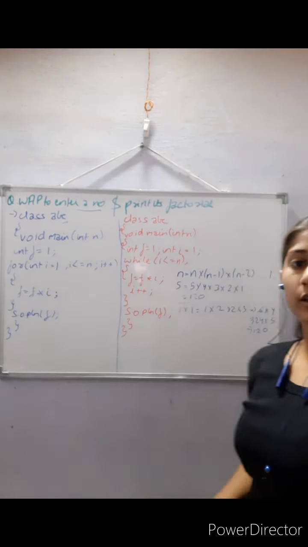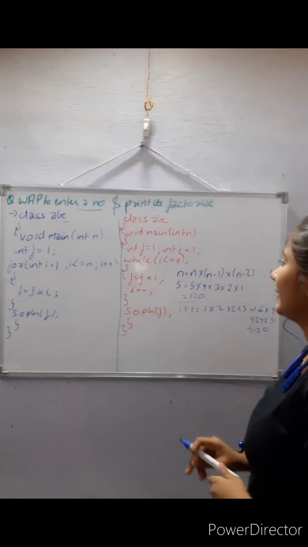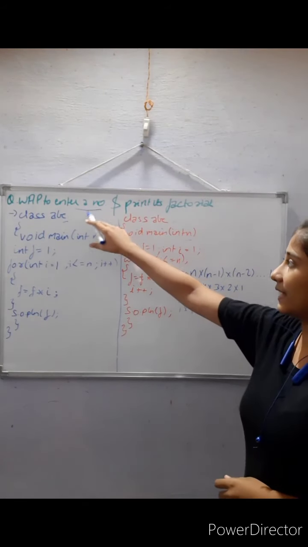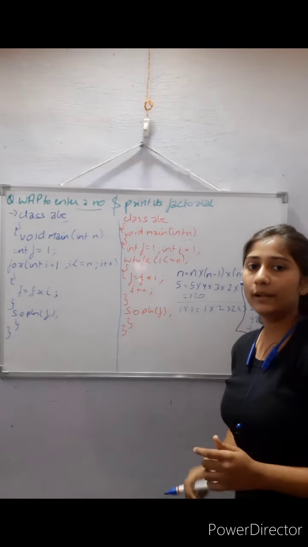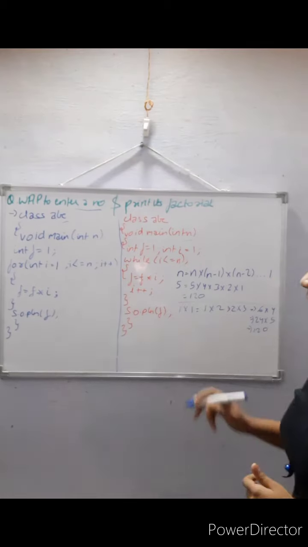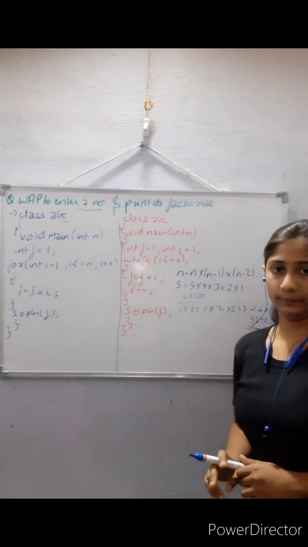Okay, now we are going to do this same with while loop. We can take any class name, for example class ABC. In void main, I have taken integer n as the question is asking the user to enter a number. Then in while loop, you might be knowing that we have to initialize everything in the starting only. So I have initialized integer f is equal to 1 and integer I is equal to 1 over here.